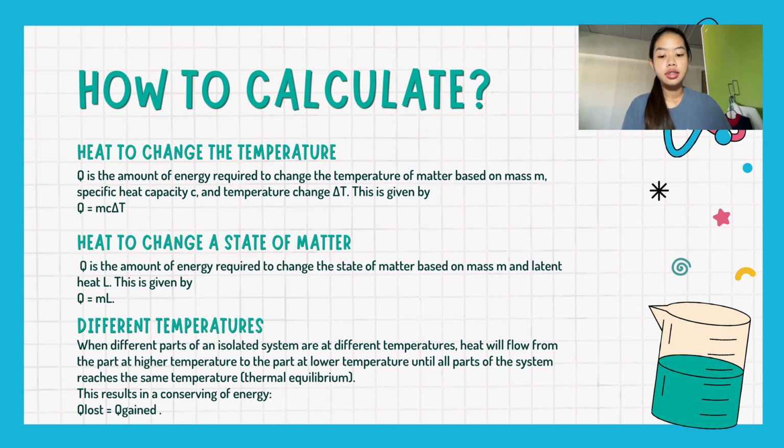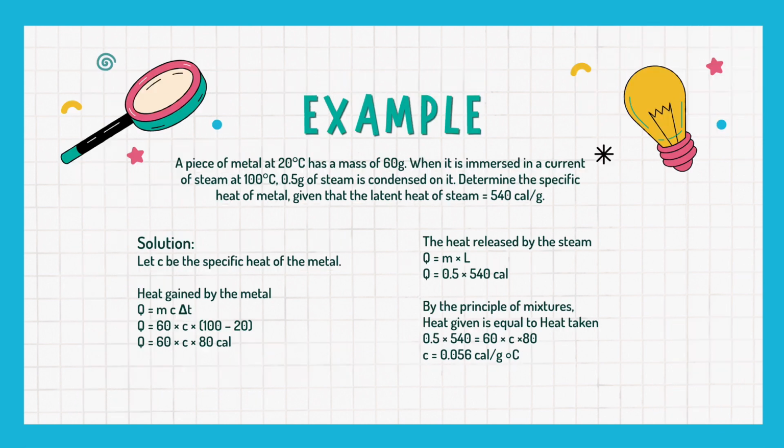And the last one is different temperatures. When different parts of an isolated system are at different temperatures, heat will flow from the part at higher temperature to the part at lower temperature until all parts of the system reach the same temperature. This is called thermal equilibrium. This results from conservation of energy: Q loss equals Q gain.